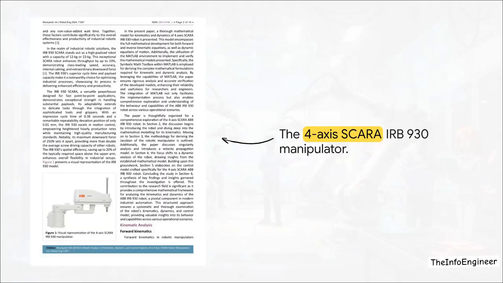Picture a real-world SCARA robot manipulator, for example. The physical structure depends completely on these exact trigonometric calculations to deliver that extreme payload capacity and speed. This specific design is an absolute powerhouse for fast point-to-point applications. When it swings its arm to drive a screw or place a heavy component, it's relying entirely on that underlying mathematical model to maintain a repeatability deviation of just 0.01 millimeters.